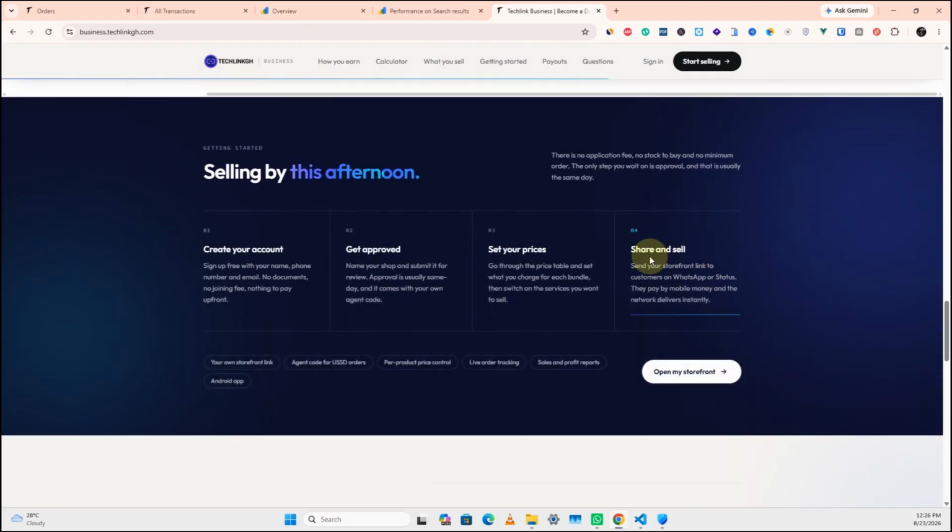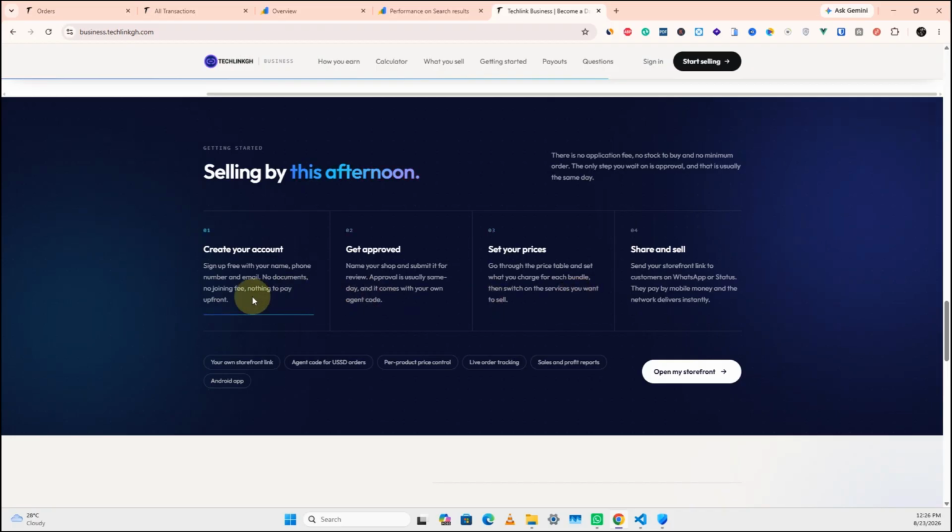So this is basically a money-making platform. This side of Techlink GH helps you to make money, for free. So it's very, very simple. You just create an account, you get approved. The moment you get approved, you set your pricing, and then you share your link and start selling. It's as simple as that.